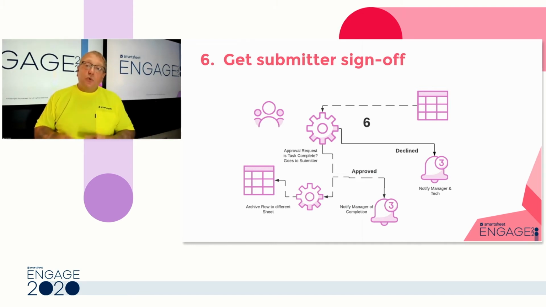But then on approval, what should happen? If that submitter is happy and that task or project is complete, we don't want that on our intake sheet. We could, when it's marked complete, filter to things so we wouldn't see them. But I want to actually archive it. I want to take it from that sheet and I want to move it to a different sheet. And all of that is going to take place here in this approval request. So let's take a look at that.